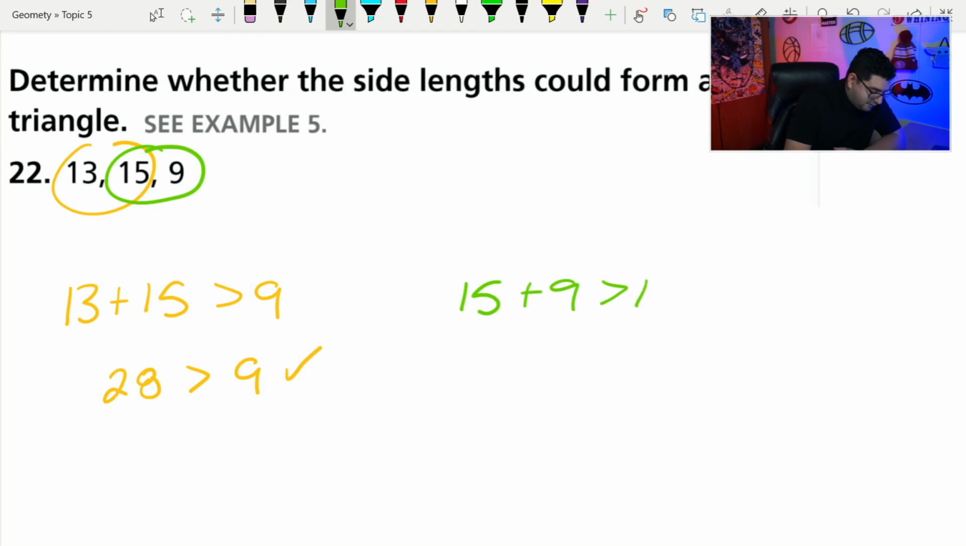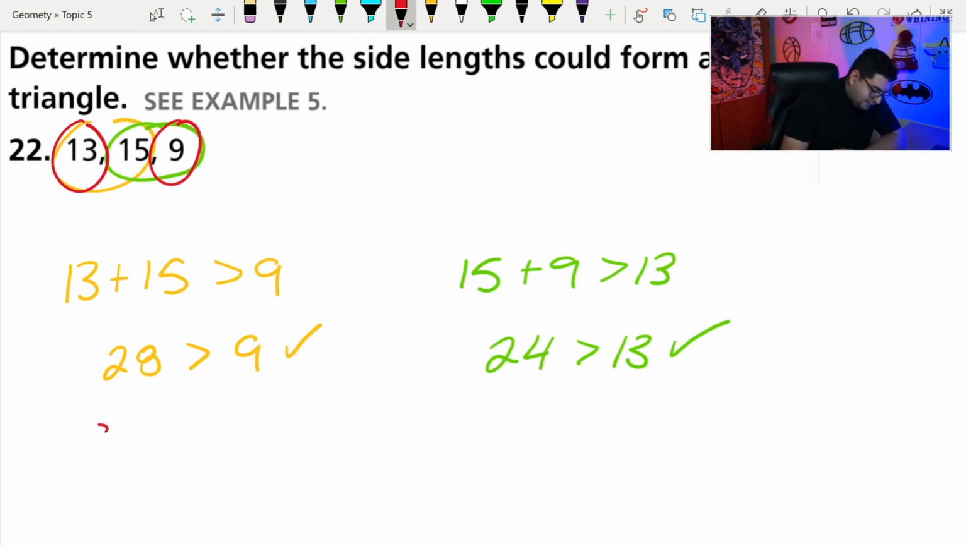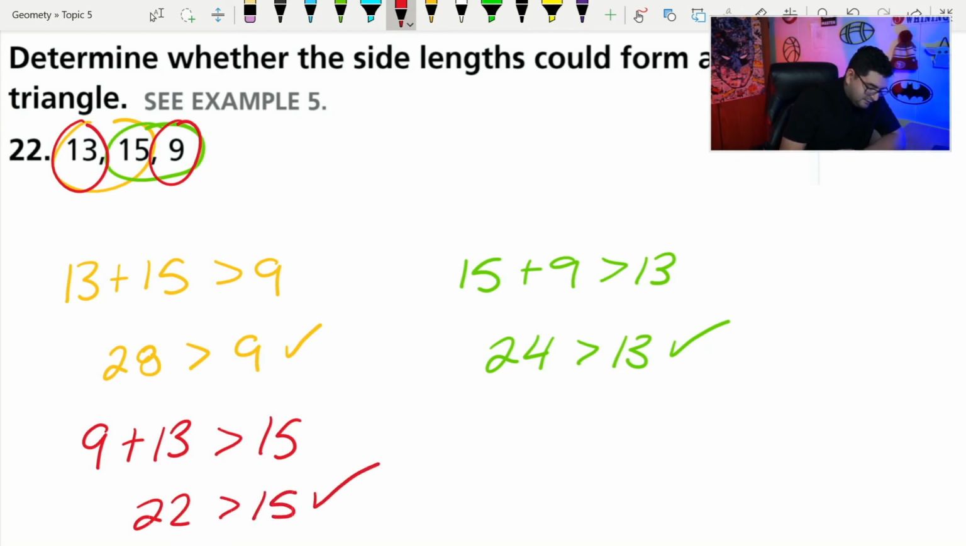Now let's see if 15 and 9 add up to be greater than 13. 15 plus 9 is 24. 24 is in fact greater than 13. That checks out. Now there's only one more I need to check, and that is when I add 9 and 13. 9 plus 13, is that going to be greater than 9? I'm sorry, not 9, 15, which is the third side. 9 plus 13 is 22. Is 22 greater than 15? It indeed is. So this does tell me that these three sides could in fact form a triangle together.